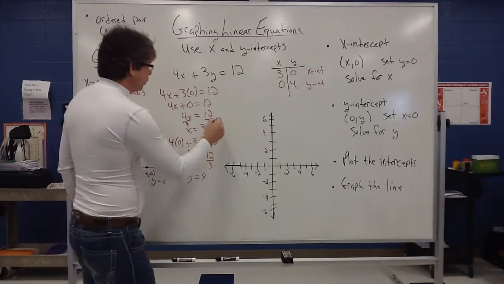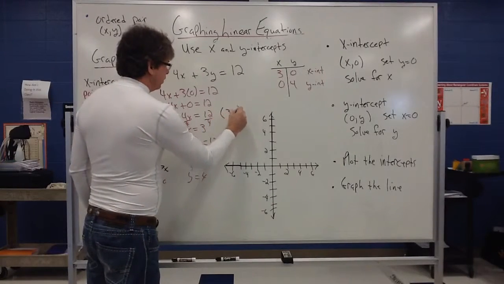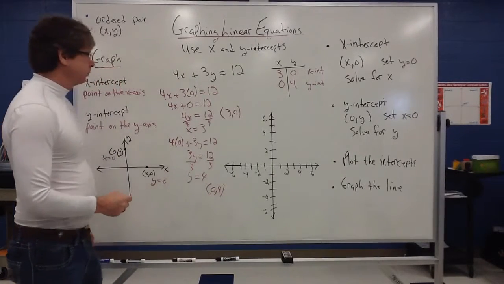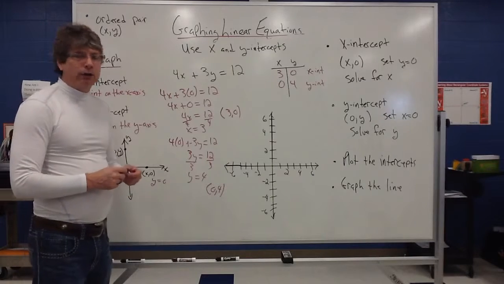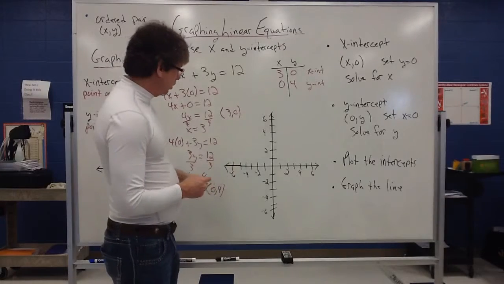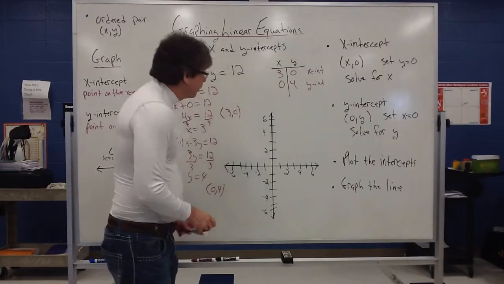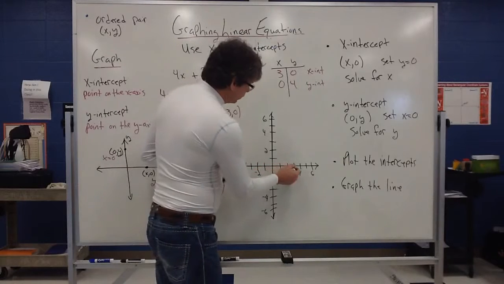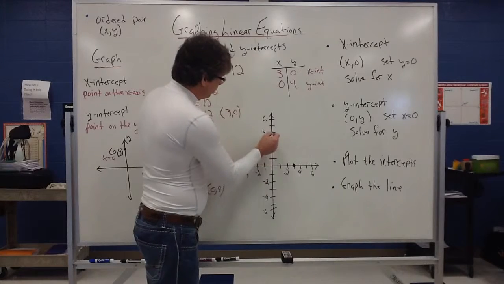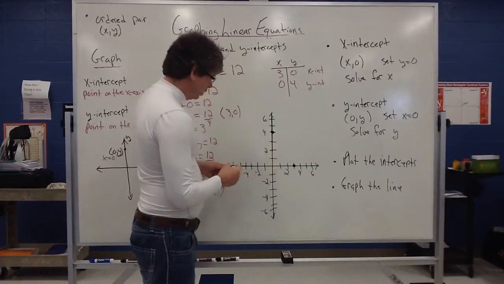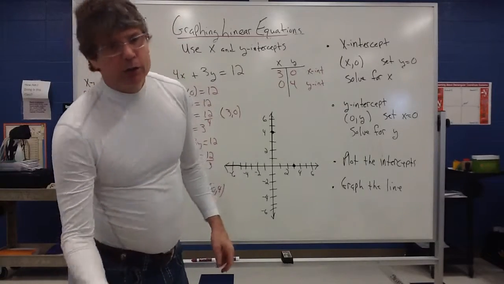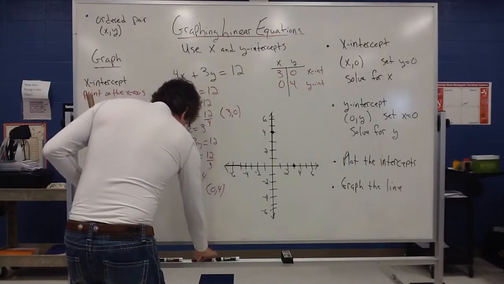So again, as an ordered pair, this would be 3, 0. As an ordered pair, this would be 0, 4. So those are the coordinates of my intercepts as well. So when I graph the intercepts, we see that 3, 0, 1, 2, 3, 0 would be here. That's my x-intercept. My y-intercept would be 0, 4. That would be locked in there. And now, the line is just going to be drawn through those 2 points.